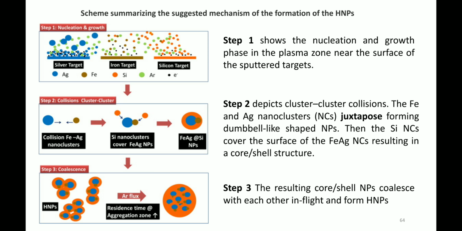So, due to coalescence there are multiple cores and the shell is equally diffused into each other, and there is a formation of a single particle, but it has multiple cores. So, this is the way these nanoparticles are going to form.